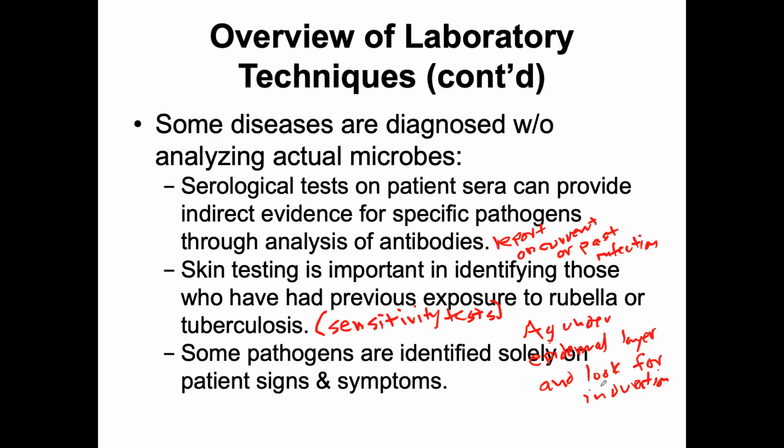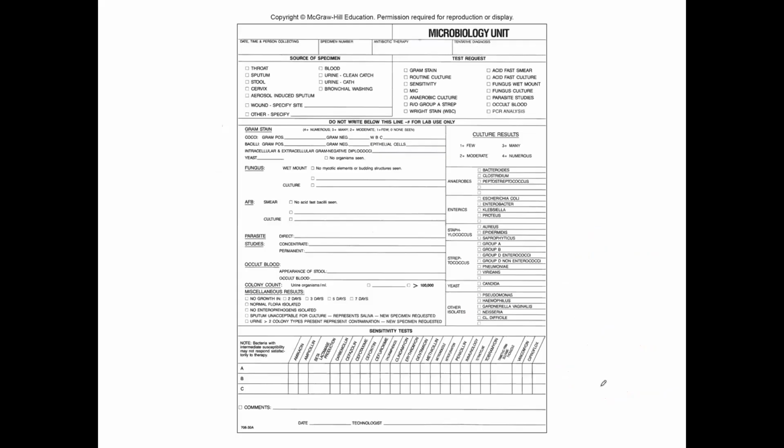Some pathogens are ID'd solely on signs and symptoms because it's difficult for us to isolate and stain and grow them, okay? These are called fastidious pathogens. What you're looking at here is just a typical lab sheet and the kind of things that you would fill out, okay? Once you're able to get material from the sample, grow it, and then run a series of tests on it to try and identify what's in there, okay?